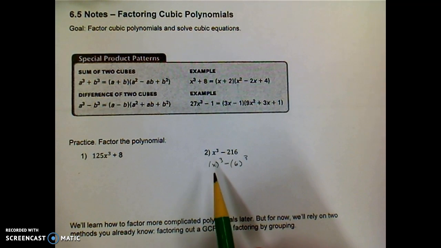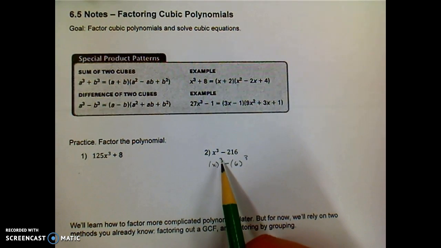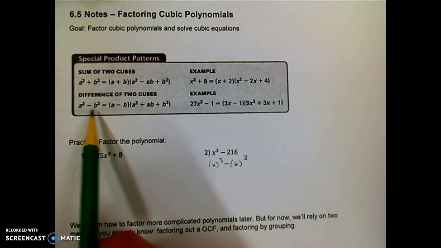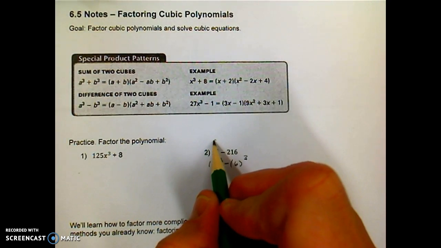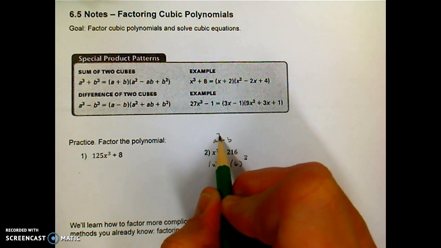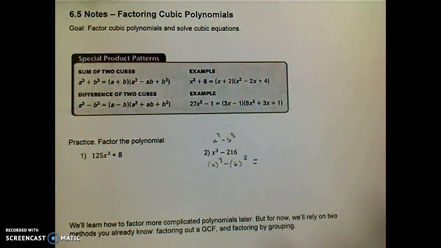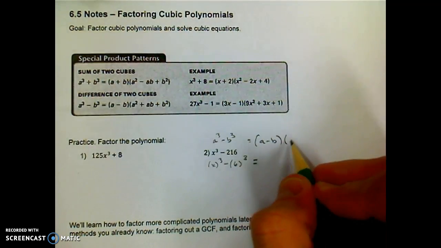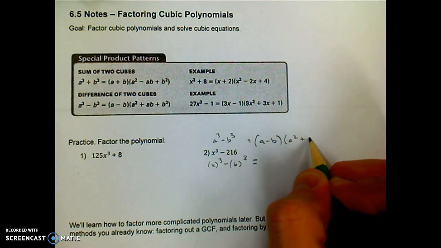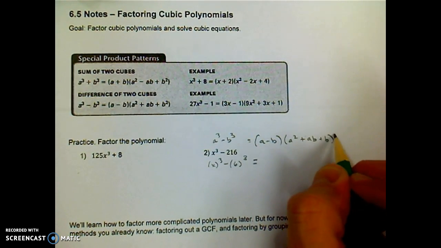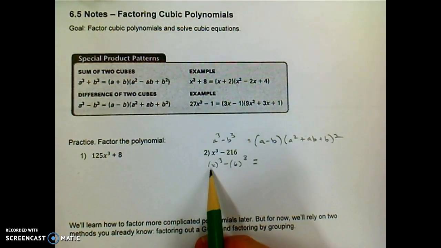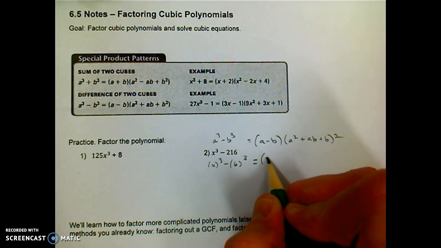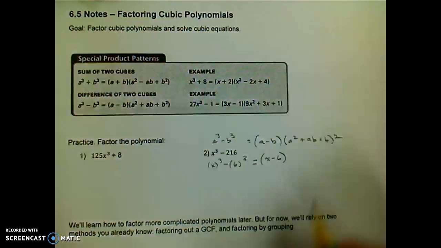So x to the third minus 216 is x to the third minus 6 to the third. So we can follow this pattern. So I'll have a minus b. My second term will be a squared plus ab plus b squared. So x is my a term, 6 is my b term. Let's put those together now. So a minus b is x minus 6.